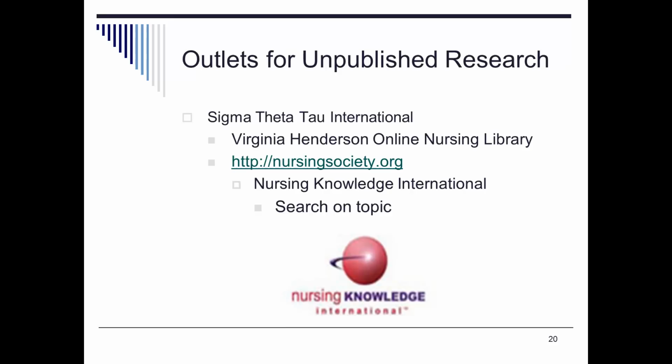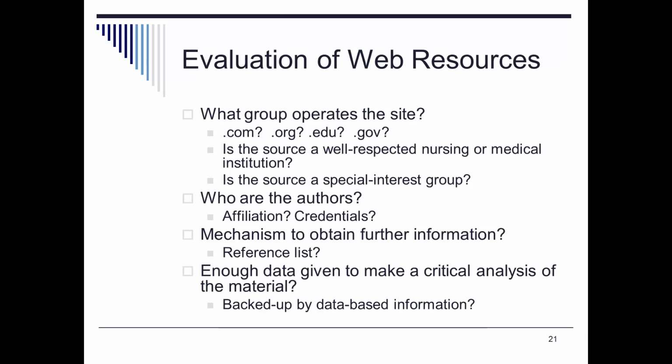In Sigma Theta Tau, the Nursing Online database is presented there. And you can search unpublished research, so some additional stuff is helpful. When you're looking at web resources, be aware of the endings. You know how you'll see like CNN.com, but some other things might be .org or .edu or .gov.